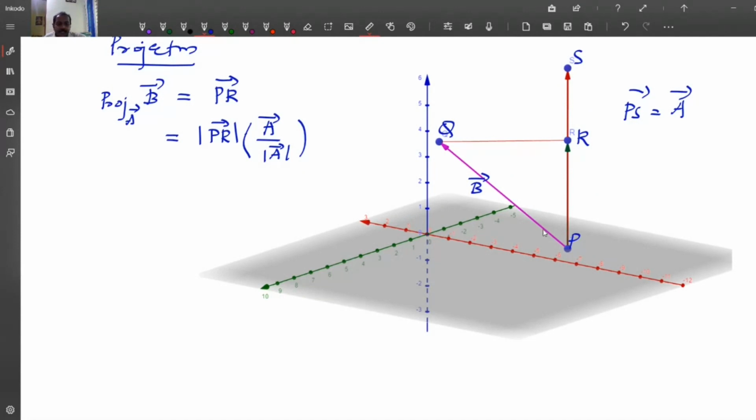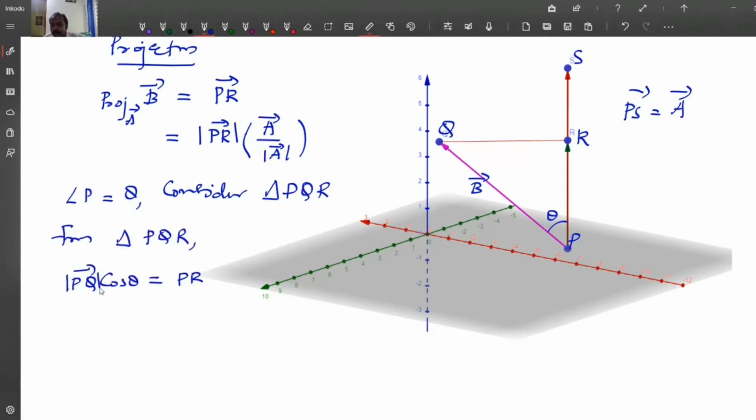Now you consider this triangle PQR, and suppose that this angle is theta. So let angle P be equal to theta, and consider triangle PQR. From triangle PQR, modulus of PQ cos theta is equal to PR. So this implies modulus of PR is modulus of PQ into cos theta.